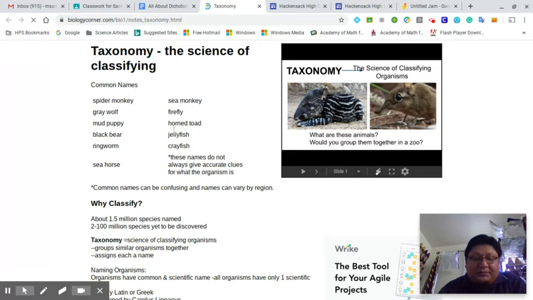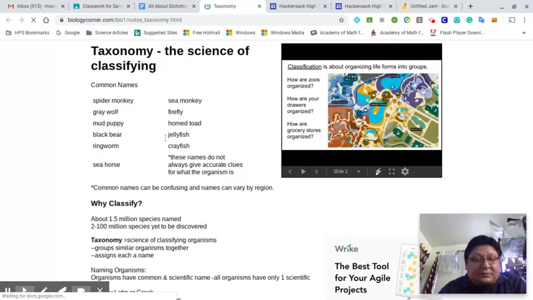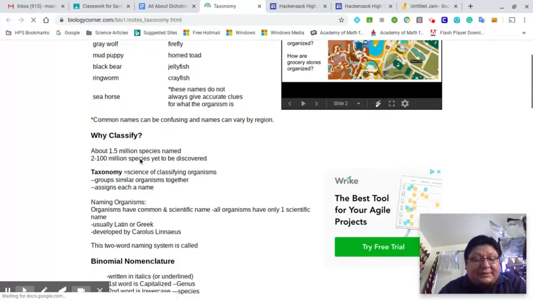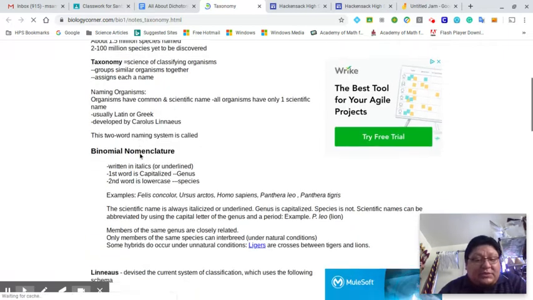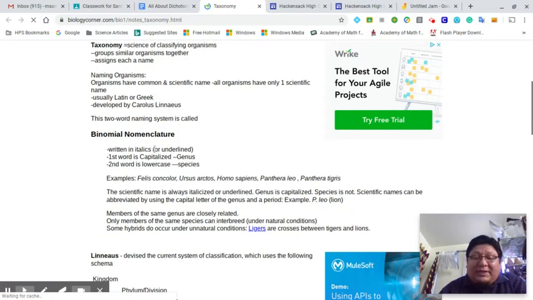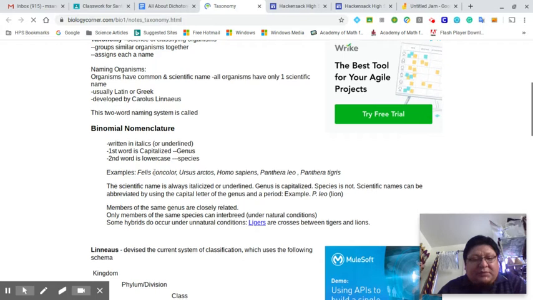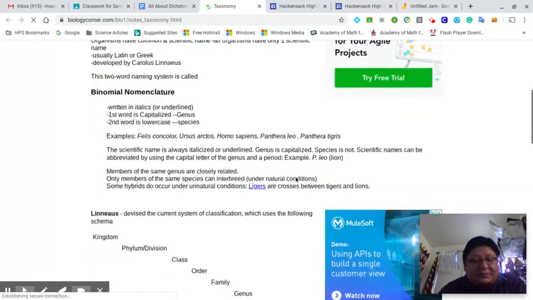Okay, there's a pretty good presentation here on taxonomy as well, if you want to look at that. Why do we classify? Because there's just too many things. There are 7 levels of classification. Don't forget that once we classify a living thing, we use the last 2 sections for the scientific name, the genus and the species, and we write it in italics. Here are some examples: Felis concolor, Ursus arctos, Homo sapiens, Panthera leo, Panthera tigris.